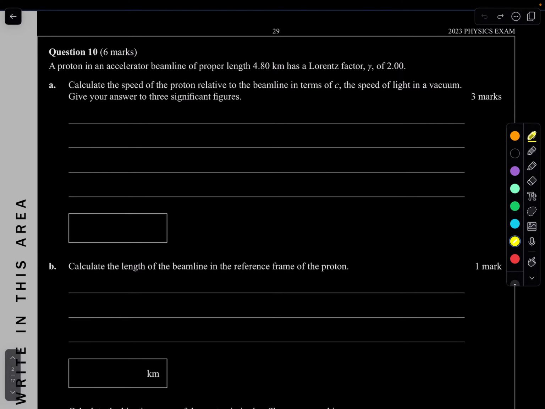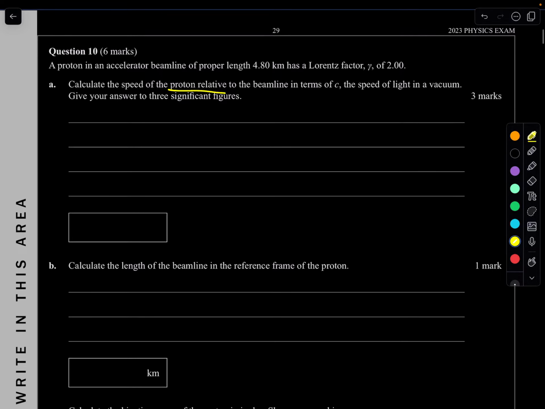Question 10. A proton in an accelerator beamline of proper length of this has a Lorentz factor of this. Calculate the speed of the proton relative to the beamline in terms of c, the speed of light in a vacuum. Give your answer to 3 significant figures. You don't even need to be scared when it says relative to the beamline, because you remember the speed of light is constant through basically any observer. It's always constant. So we just need to calculate the speed of the proton.